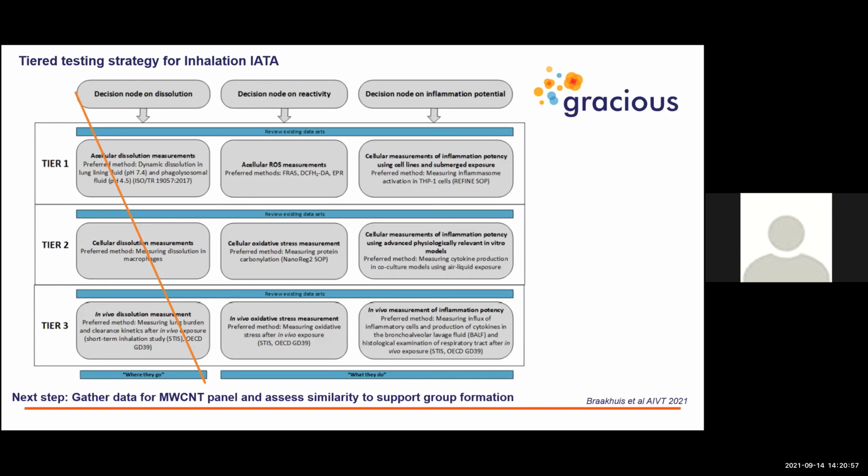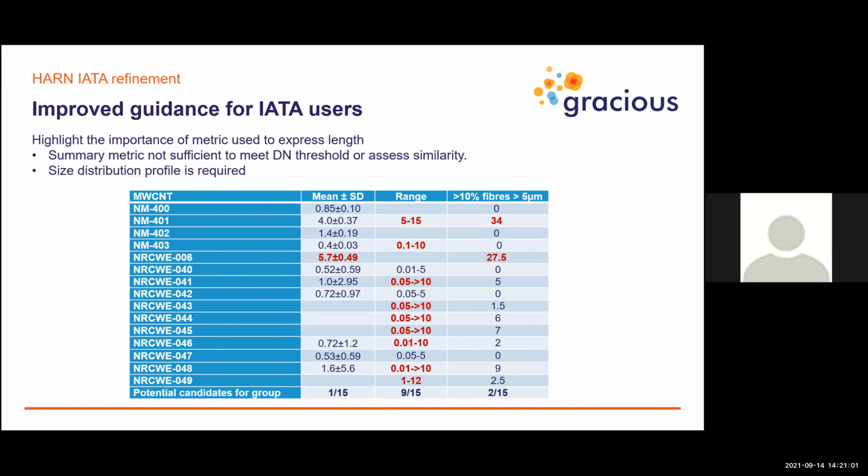So that was an overview of how we conducted the case study and our initial outcomes. But then we also identified the potential need for refinement of the HARN IATA based on this case study. First of all, we identified that some user guidance could be improved. For example, we need to better highlight the importance of the metric used to express length, as different metrics can result in different outcomes, as we see here. This has been clarified in the guidance document, where we now include more explicit statements related to the need to use a size distribution profile, as a summary metric is not sufficient to meet the decision node criteria or to assess similarity for this decision node.